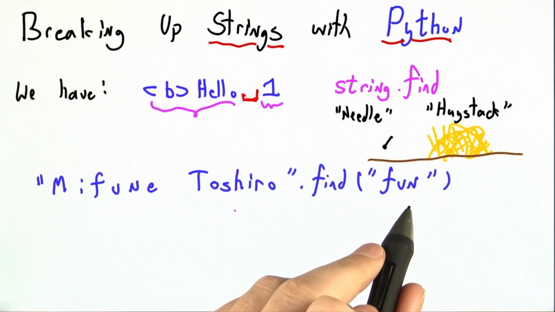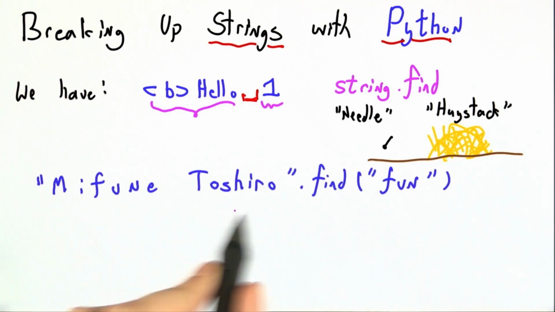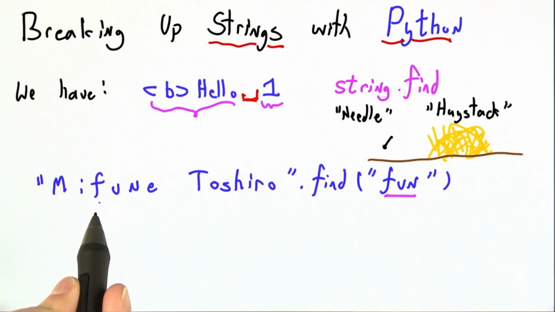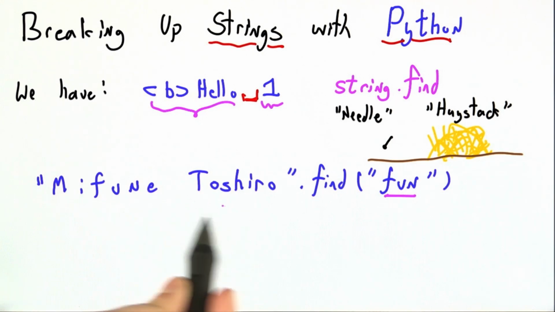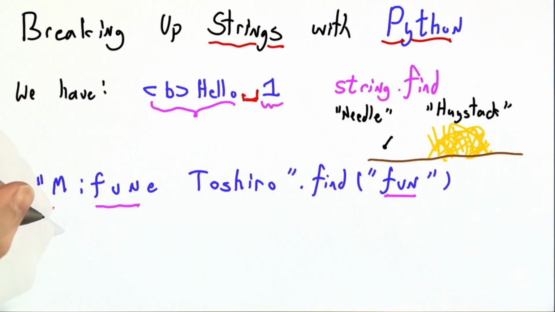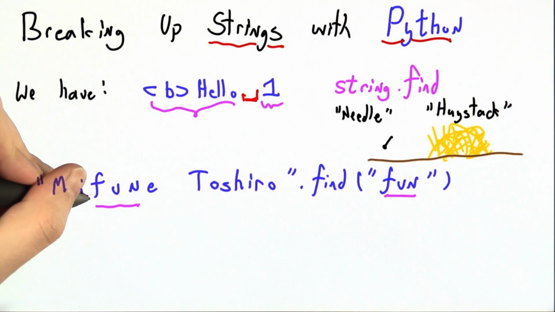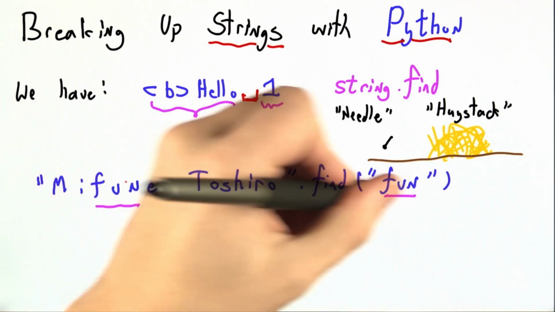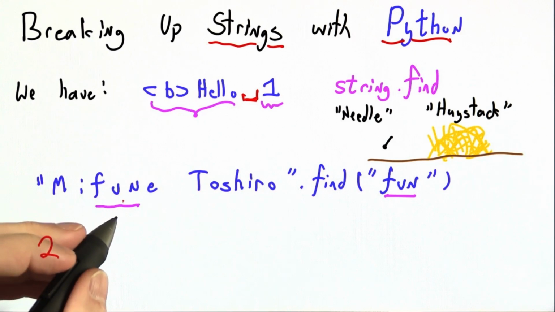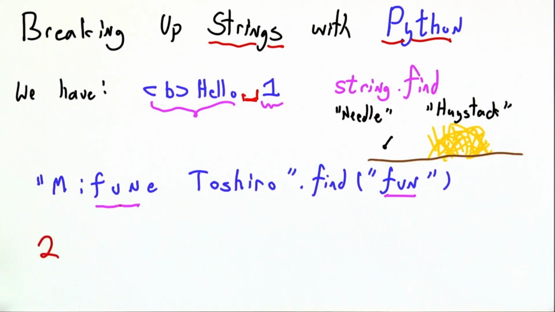For example, let's say that I want to find the fun in Mifune Toshiro. This is our needle, and we're going to look for the first copy of it we can find over here in the haystack string on the left. And there is some fun hidden in there. The answer we get back will be the string index of the beginning of the fun, which for us is 2. You may be wondering why this is 2 and not some other value like, say, 7.